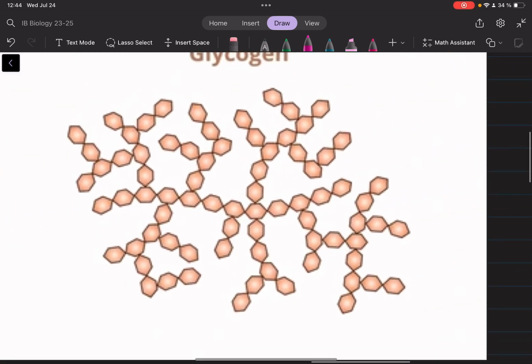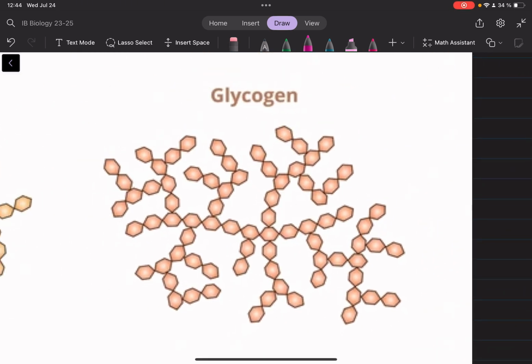Then we've got glycogen. Glycogen is not found in plants, but it is found in animals and is used for storage. So glycogen is similar to starch. The only difference is that glycogen is found in animals. It is insoluble and it is formed in the liver and the muscles.